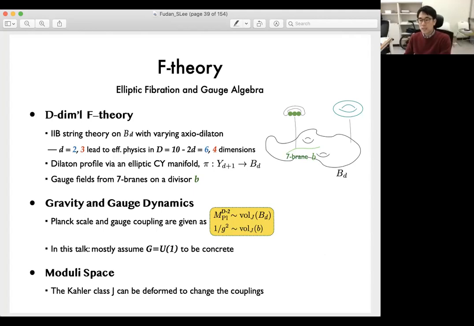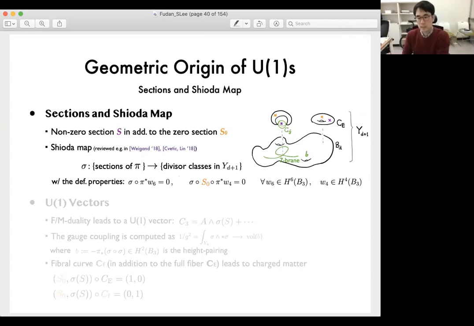So in studying the geometric interplay of the force dynamics, the moduli space in question will be the Kähler moduli space of the base, which we will further discuss in part two. Next, the geometric origin of U1s in F-theory is the non-zero sections S of the elliptic fibration pi, in addition to the zero section S0. One can define a certain morphism in this context, known as the Shioda map, which associates a section to a divisor class in the total space Y in such a way that these defining properties are satisfied.